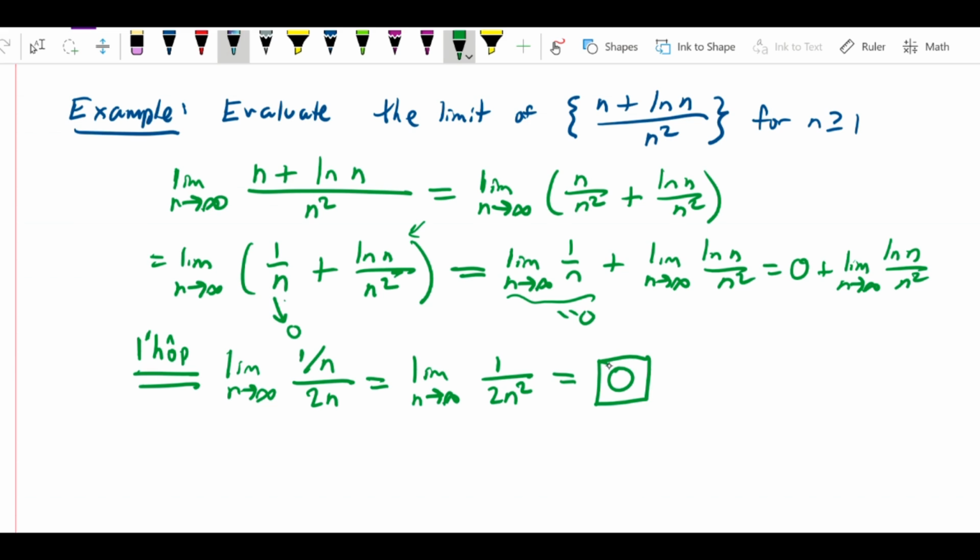So this is a little bit of a refresher on L'Hopital's rule, and also just a demonstration of the fact that the same rules that you know for finding limits of functions apply for finding limits of sequences.